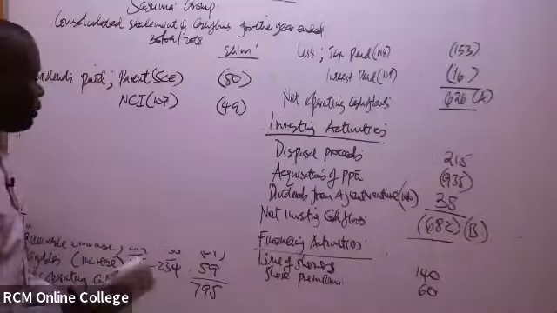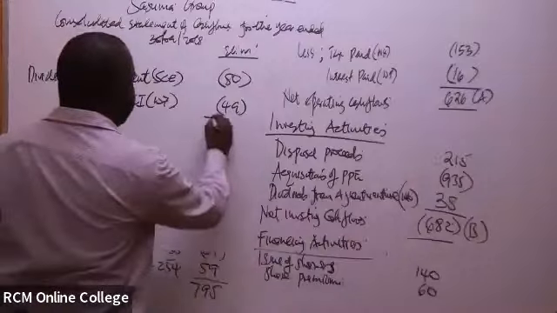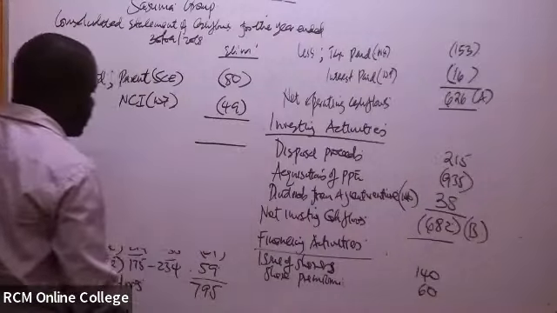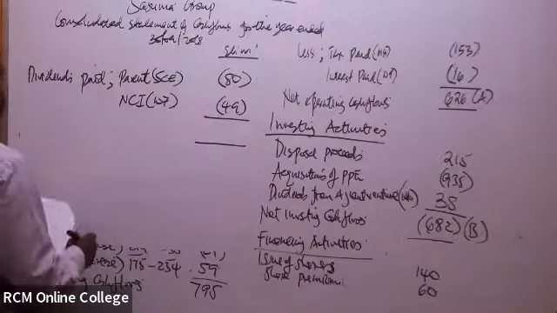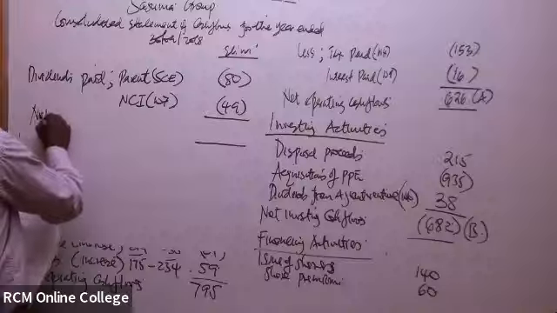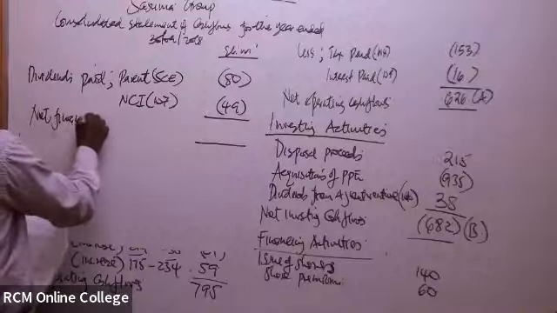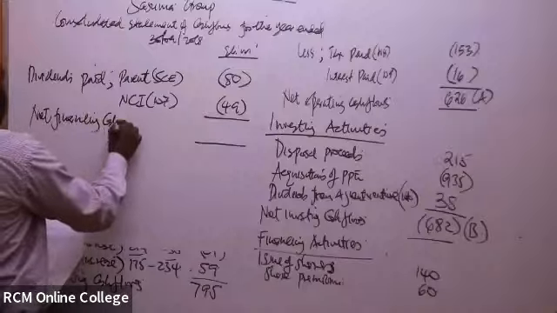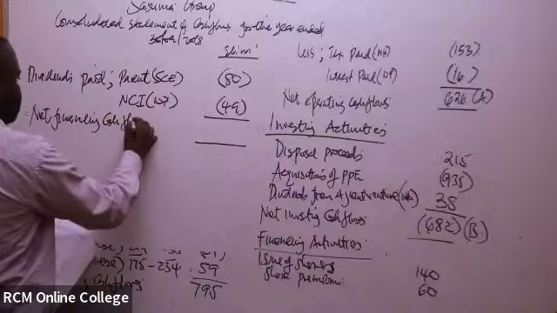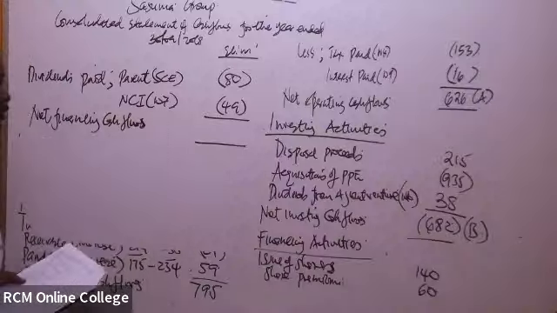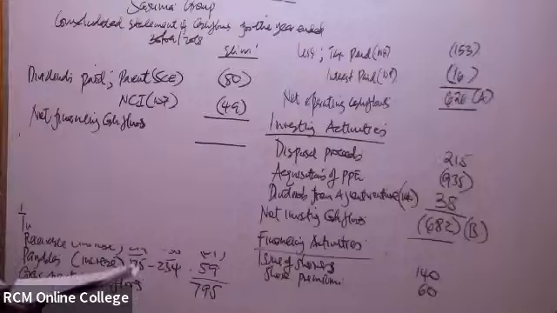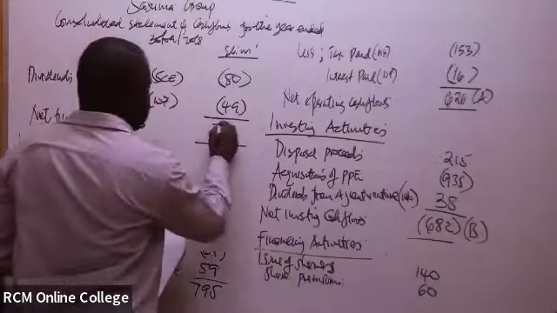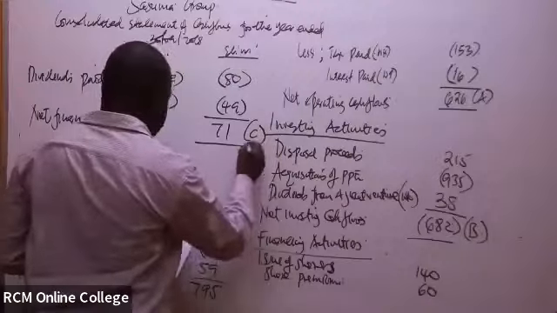Those are the only figures you'll be able to have under financing activities. So you can actually add. So what do you get as the net cash flows from financing activities? So net financing cash flows. What do you get? So 140 plus 60 minus 80 minus 49, you get 71. So this will be part C.